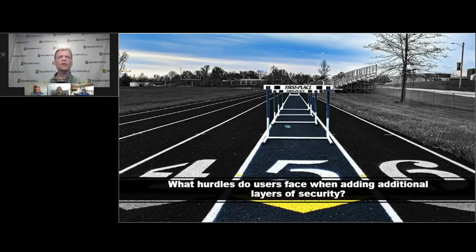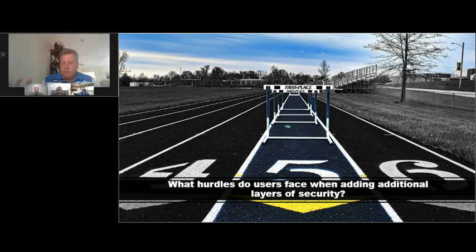Okay, what hurdles do users face when adding additional layers of security? Wally, why don't you kick us off here? What are you seeing? Yeah, so I mean, this is always the challenge between the balance of security versus usability, right? Because if it's not usable, then this just simply won't get adopted and business flows stop. So, when I think about the context of discovery, collaboration, unstructured data, there's kind of three concepts that we need to think about. One is the protection side, the second is the consumption side, and the third is the usability side.